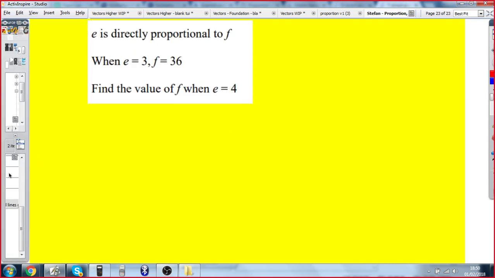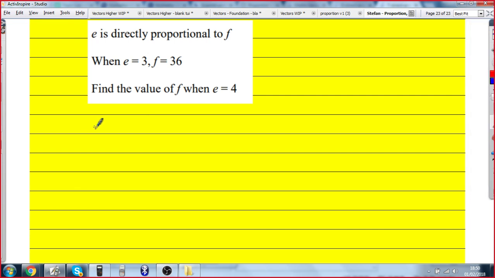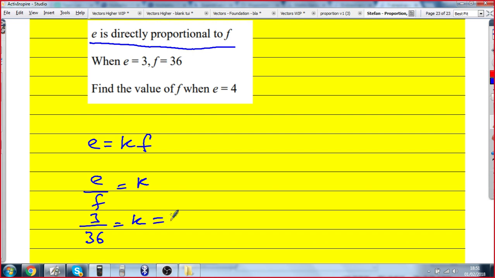Okay, how about this one? F equals ke. It's always in the order that they give them to you. E equals k times f. K equals e divided by f. You can just write it as a fraction. 3 over 36. It might help later on to simplify it now. 1 over 12.